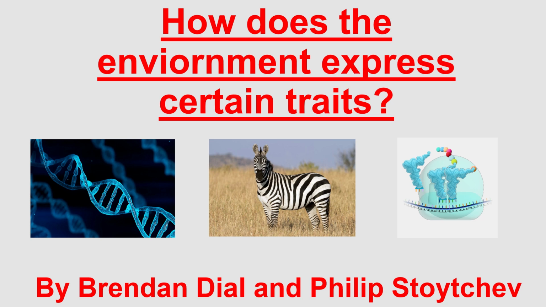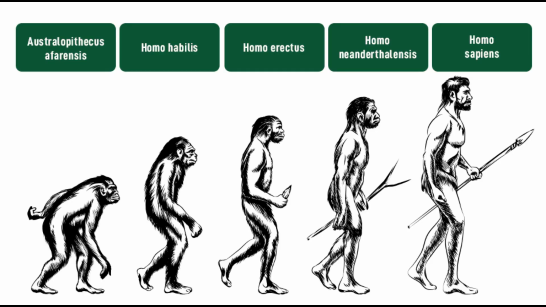And I'm Philip Stoytchev. We're recording this video for our 4th period AP Focus Biology class. What we will be discussing today is how the environment can affect the expression of a particular trait. But first we must answer, how do traits come about in the first place?